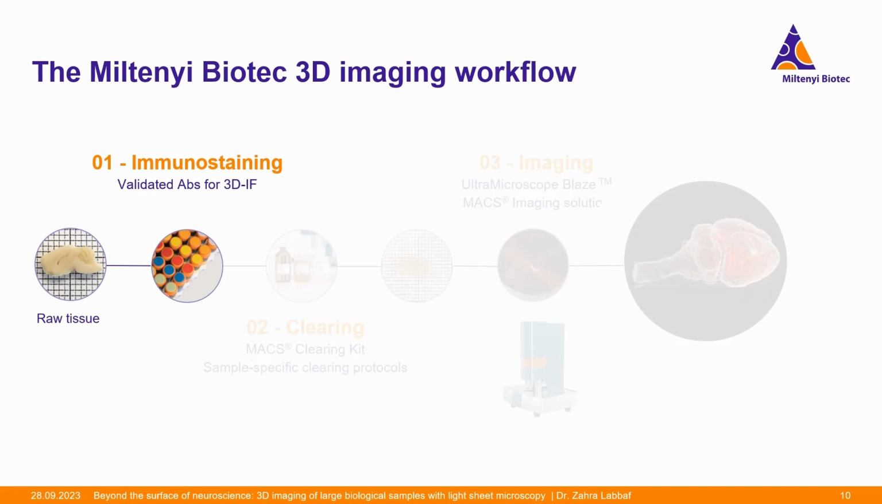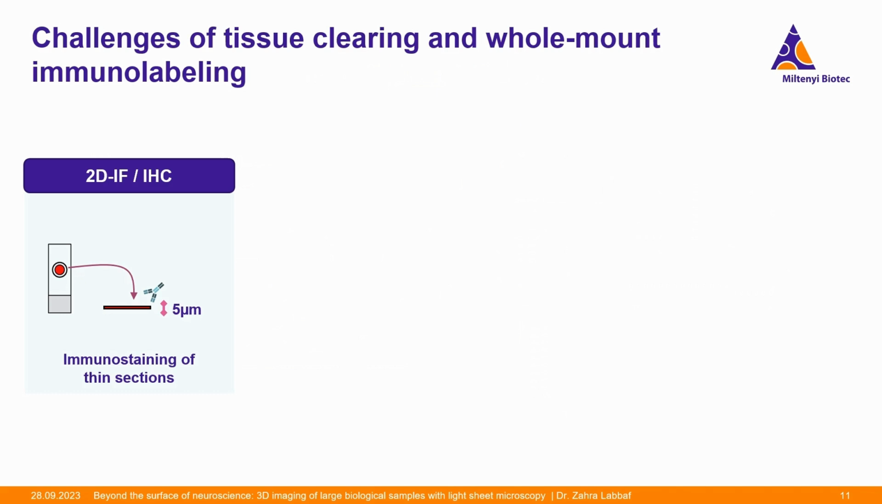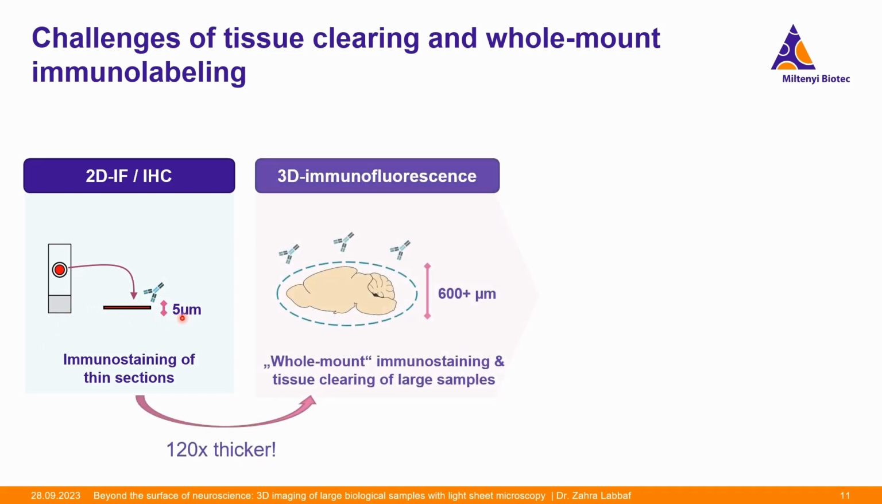Let's start with the first step, that is immunostaining. So how is sample preparation for 3D imaging and what are its challenges? If you remember, for 2D imaging, the sample is sectioned, and immunostaining is performed on these thin sections. So 2D immunostaining is quite straightforward, as the antibody can easily penetrate thin section and bind to its target antigen. However, for 3D imaging, the story is quite different. Here we have to label the whole organ.